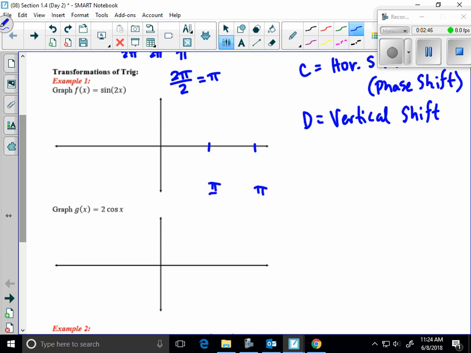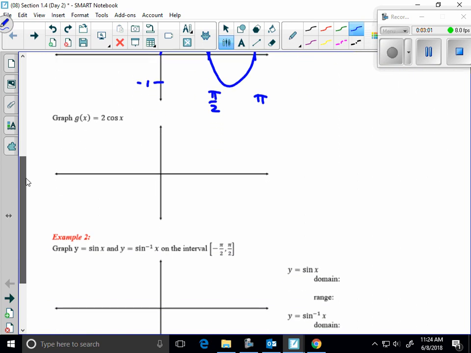Okay, so we just accommodate that by changing our values here. So again, no vertical stretch, so this should be a 1 and a negative 1, and there is 1 period of sine of 2x. Okay, what about 2 cosine x?